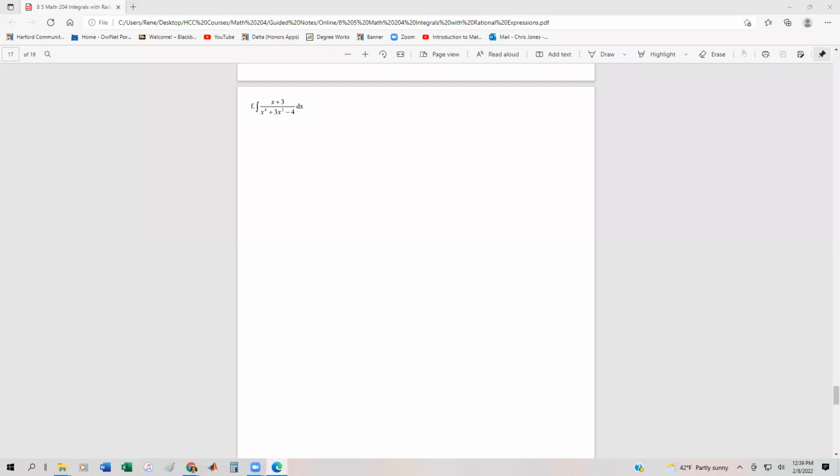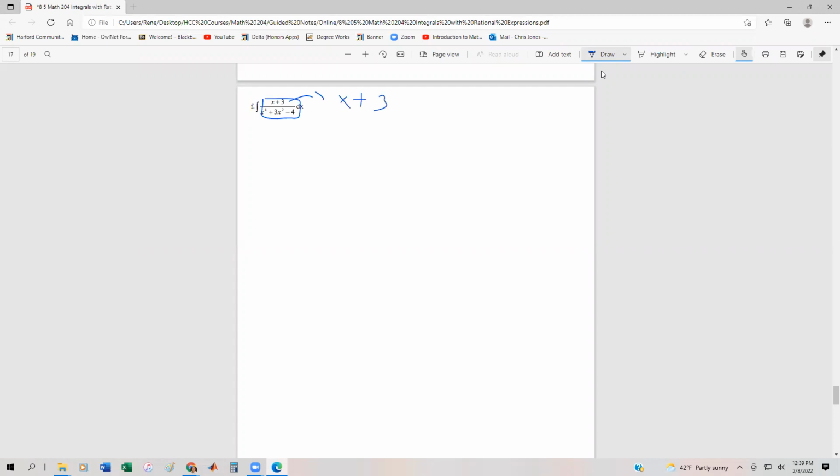One final example of working with these rational integrals: x plus 3 over x to the fourth plus 3x squared minus 4. The numerator's degree is less than the denominator's degree, so we're just going to decompose it by factoring the denominator, as we have multiple times.